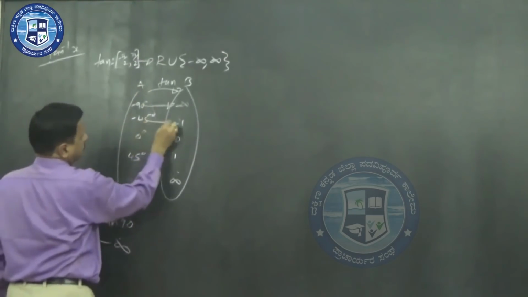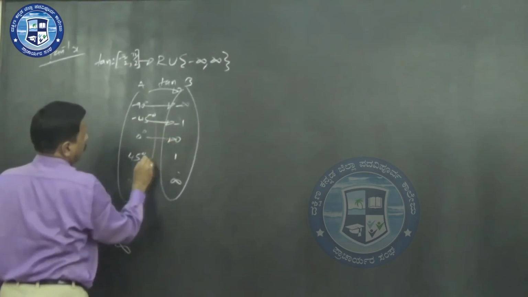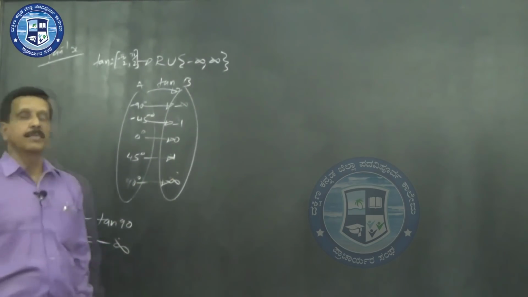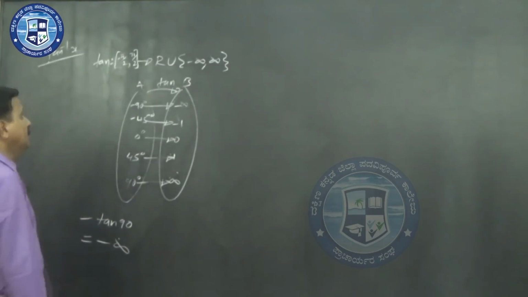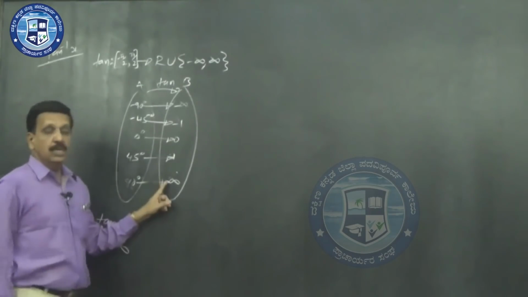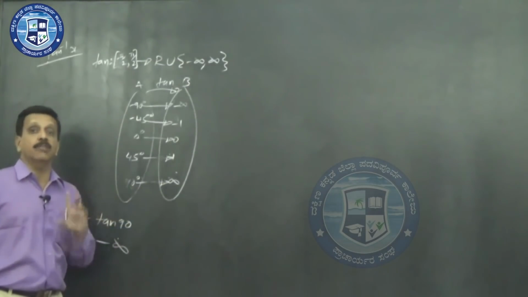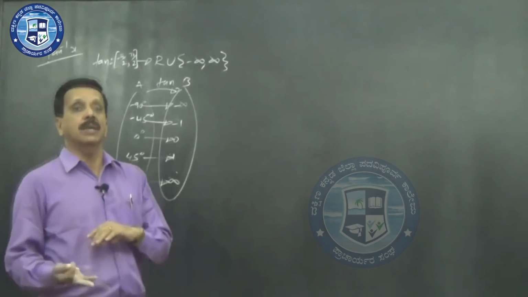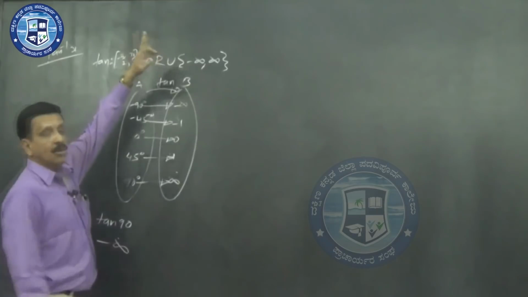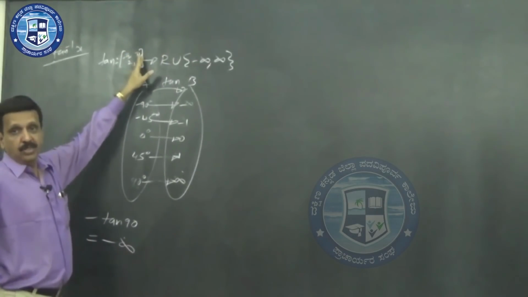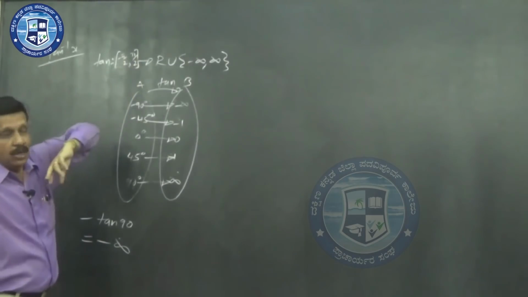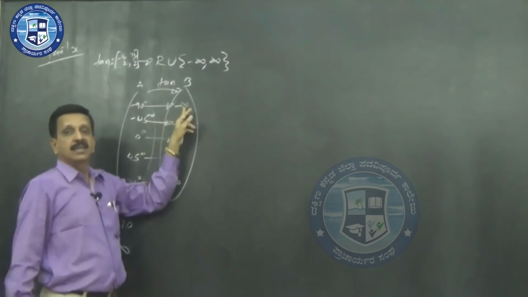Tan of minus 45 is minus tan 45, tan 0 is 0, tan 45 is 1, tan 90 is equal to infinity. Now the question is, you may say tan 90 is plus or minus infinity. 90 minus 0 first quadrant, 90 plus 0 second quadrant. But 90 plus 0 you are not supposed to peep into. You are not supposed to peep into second quadrant. 90 plus 0, then only you will get minus infinity.